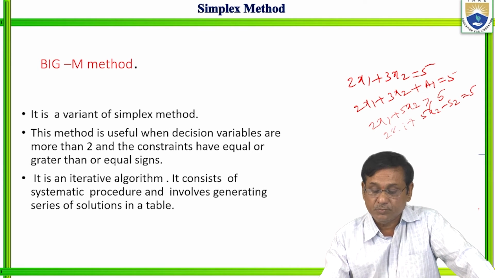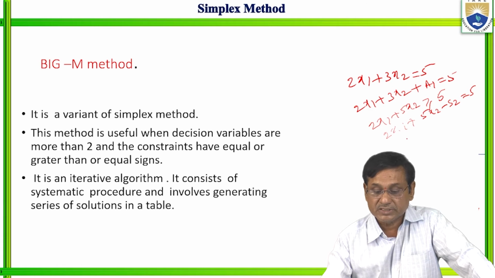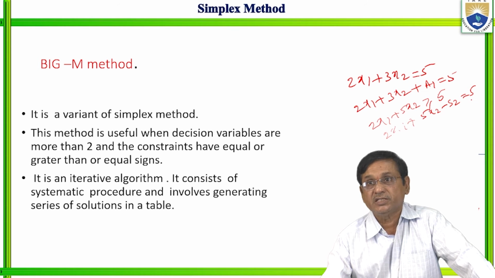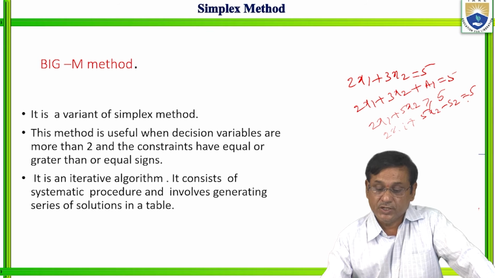So in the starting simplex table, the non-basic variables are zeros. That means x1 is equal to 0, x2 is equal to 0. When x1, x2 are zeros, s2 is minus 5. We should not consider negative values. So in order to get a positive solution, again we have to introduce an artificial variable in order to get the positive values. So we can introduce a variable a2 here.